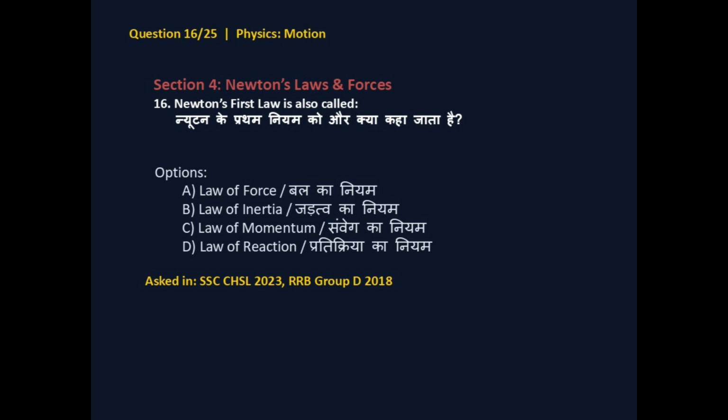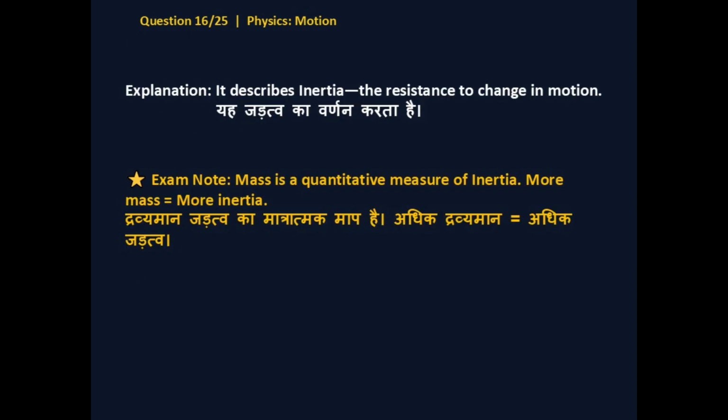For Newton's laws and forces. Question number 16. Newton's first law is also called. Correct option is option B, law of inertia, because it describes inertia, the resistance to change in motion. So here comes an exam note. Mass is quantitative measure of inertia. More mass is equal to more inertia.